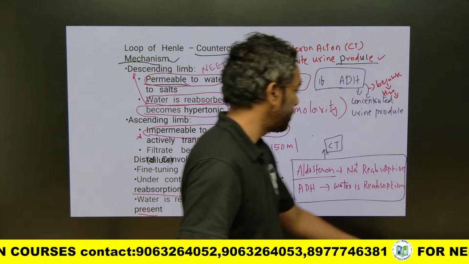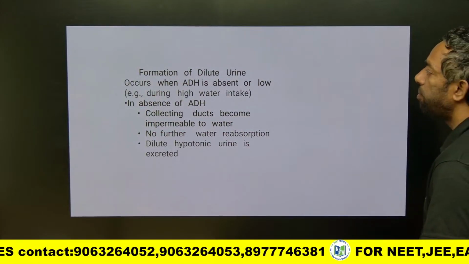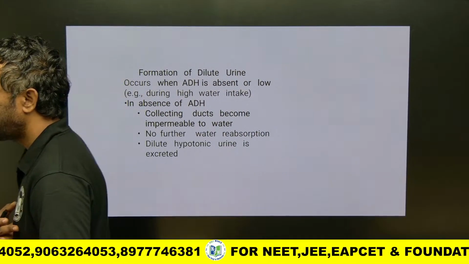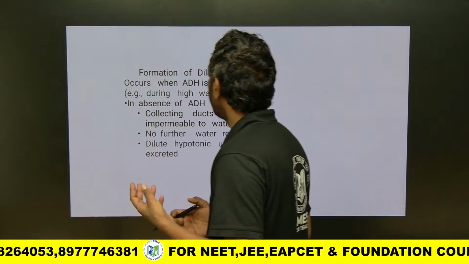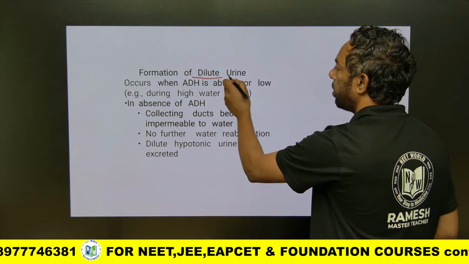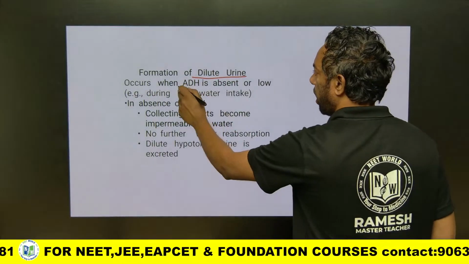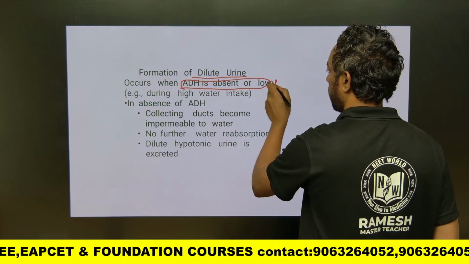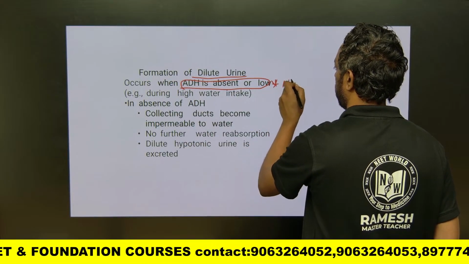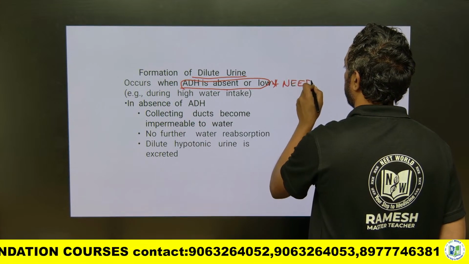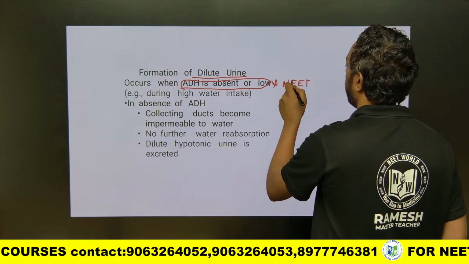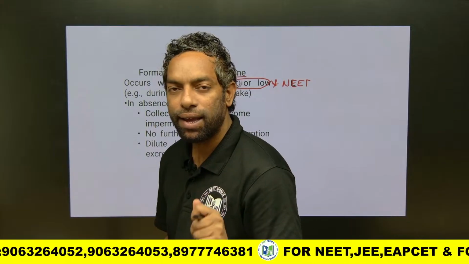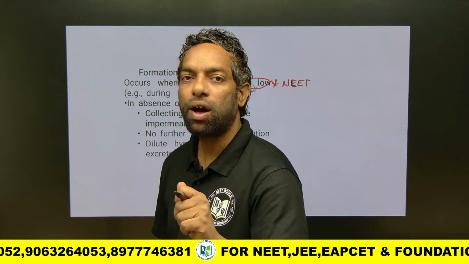Next, the formation of dilute urine, as we discussed. We are going to take a quick look into this. Formation of dilute urine when ADH is absent or low. This is a key point for NEET. Dilute urine is produced when ADH is absent or very low.